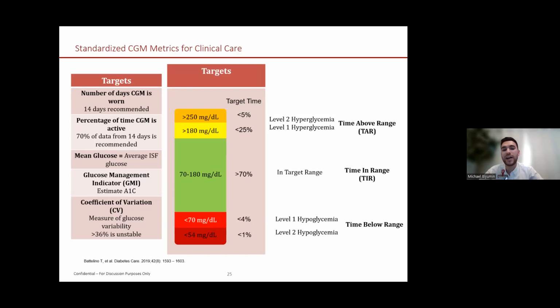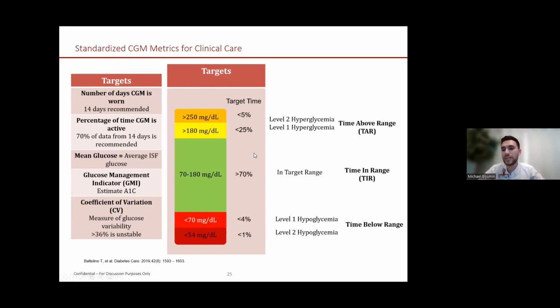This just tells us how variable the glucose has been, so how much variation there is throughout the day. Are you having a lot of highs and lows, or is it more steady and smooth? For that number, we're looking for it to be less than 36%, because above 36% it would be considered unstable.